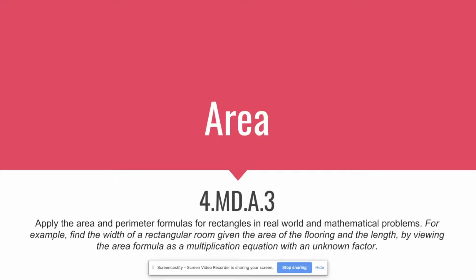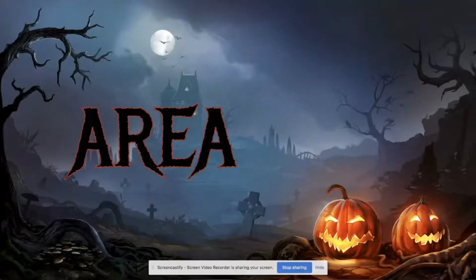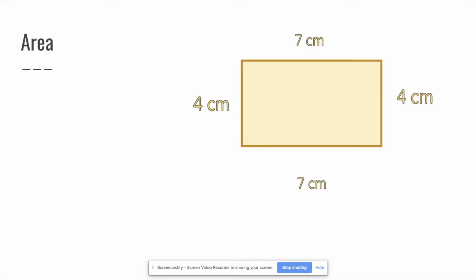All right, so in this video, we're going to be talking about area. No, but seriously, what is area? That's a great question. For example, if I'm looking at this rectangle right here, I can see that the area is 28 square centimeters. How did I figure that out? Well, let's dive into area and see if we can come back to this later.